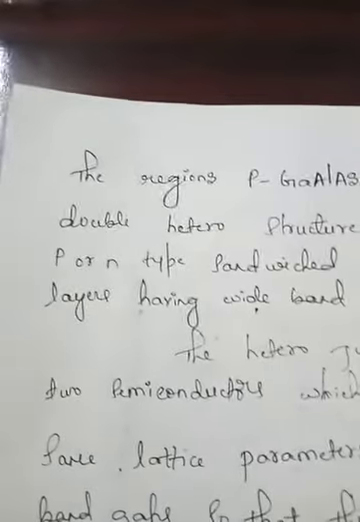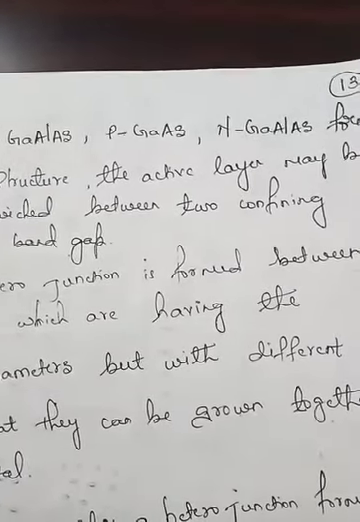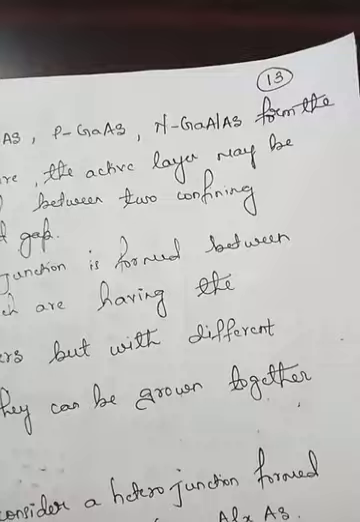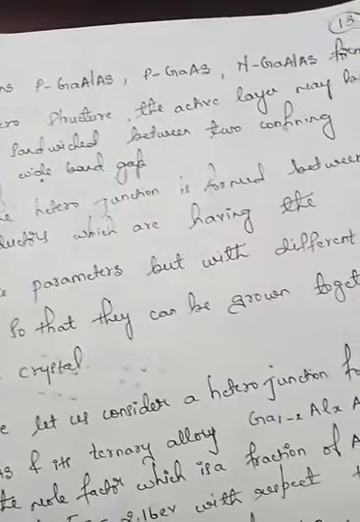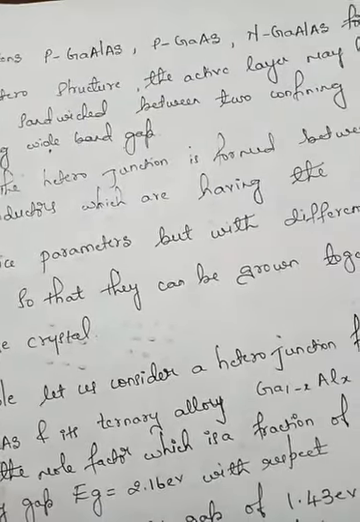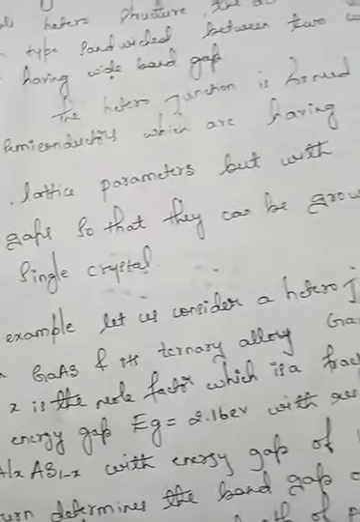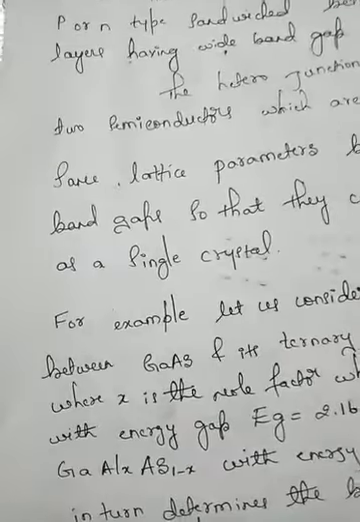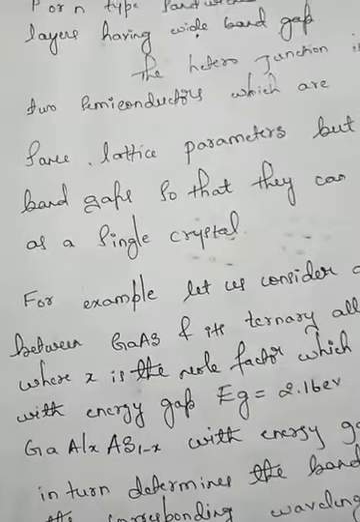As you saw the 5 layers, the regions P GaAlAs and N GaAlAs form the double hetero structure. The active layer may be P or N type, sandwiched between two confining layers having wide band gap. The heterojunction is formed between two semiconductors which have the same lattice parameter but different band gaps, so that they can be grown together as a single crystal.